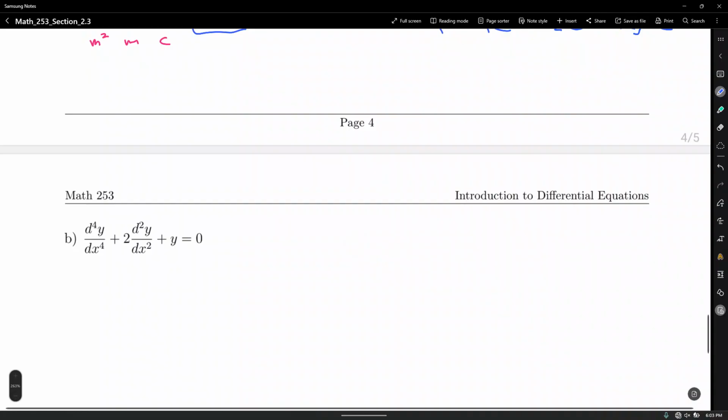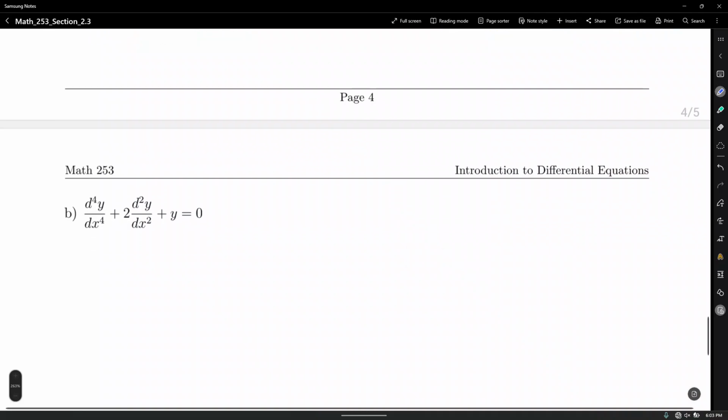So the fourth derivative of y with respect to x plus 2 times the second derivative of y with respect to x plus y equals 0. So this is a fourth order differential equation. Okay, so let's write the characteristic equation. This is m to the 4th power plus 2 times m squared plus 1. The coefficient of y without any primes is going to be our constant term. And let that be equal to 0.